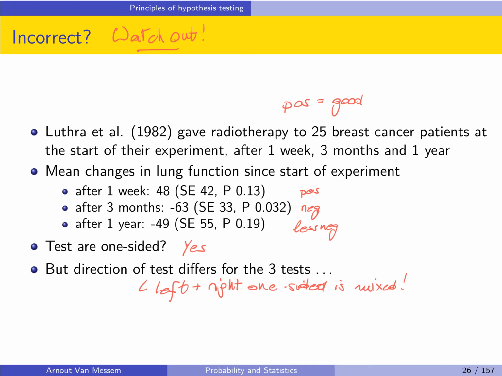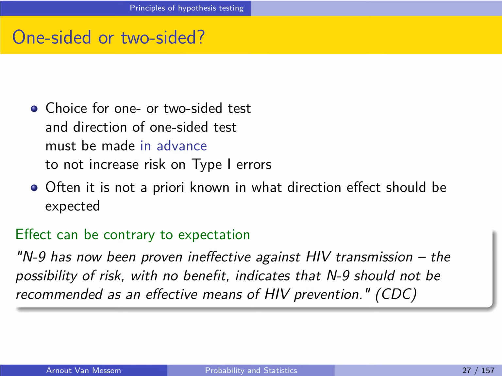So if you only have p-values and you don't get any idea about alternative and null hypothesis in the paper, be very careful and be conscious that there might be some problem or might be something that they are trying to hide. Important is also that if you choose for a one-sided or a two-sided test, as well as the direction of the one-sided test, you must do so in advance.